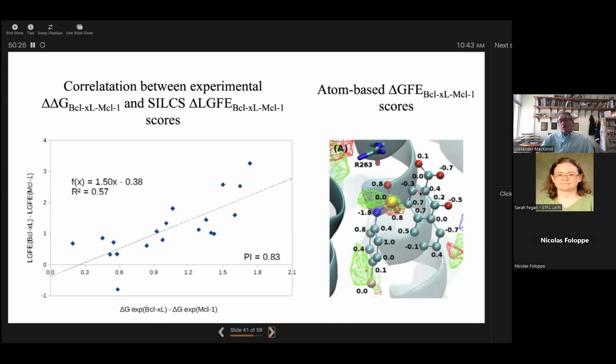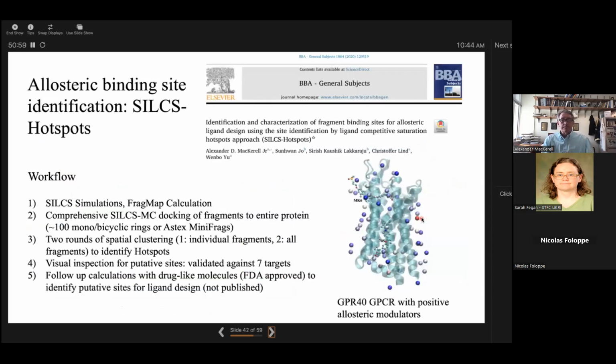We can then move to what I'm showing here, which is the different contributions of individual atoms for binding to BCL-XL versus MCL1. So we can actually start to understand which atoms in the molecule are contributing to the differential binding. And again, this is going to be important for the design of specific inhibitors or the design of inhibitors that would bind to both proteins. So you just have this very detailed information.